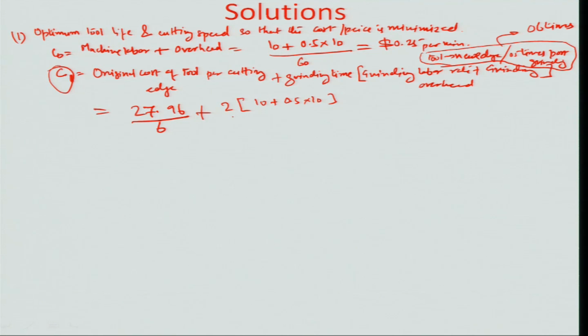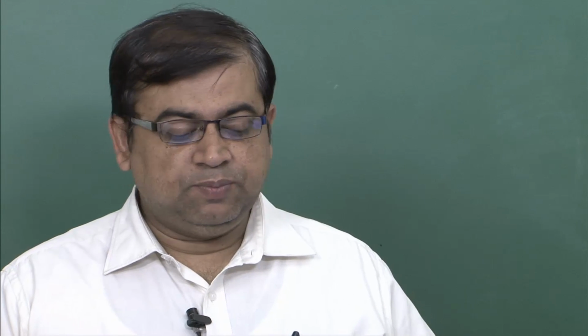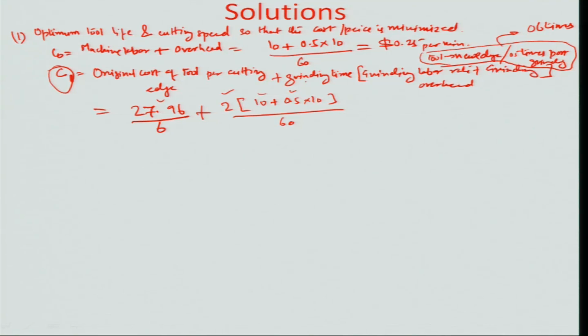Obviously you should divide this by 60 in the interest of making it per minute, and this is what you use for every single time that you grind. So the 2 minutes of grinding time with the labor and the overhead cost gives you 1 cycle grinding time, and dividing it by 60 because you want to do per minute. So therefore the overall C1 value, the cost of tooling in this particular case, comes out to be about $5.16.